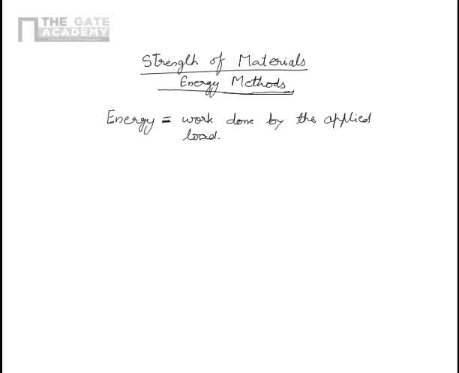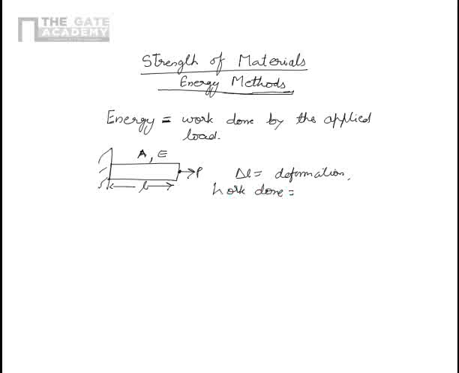Now, I take a simple example of a bar which is fixed here, and it is pulled by a force P. Let's say the area of cross section is A, and its Young's modulus is E, and the original or undeformed length is L. Now, in this case, if the deformation is delta L, the work done is equal to 1 upon 2 times P into delta L, because the work done by definition is equal to half of the force multiplied by the displacement. So the displacement here is the displacement of the force P, which is equal to delta L.